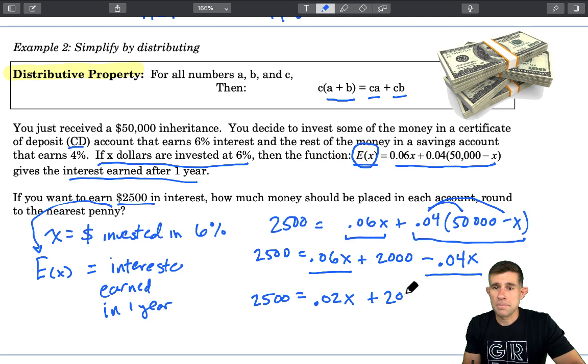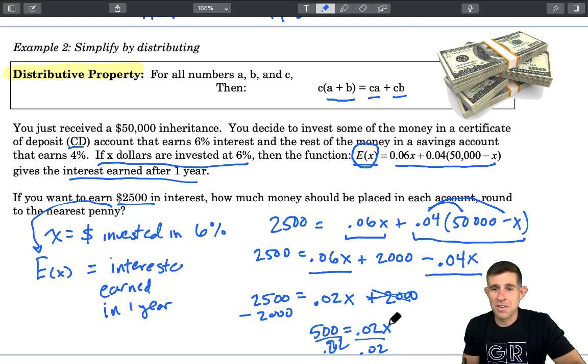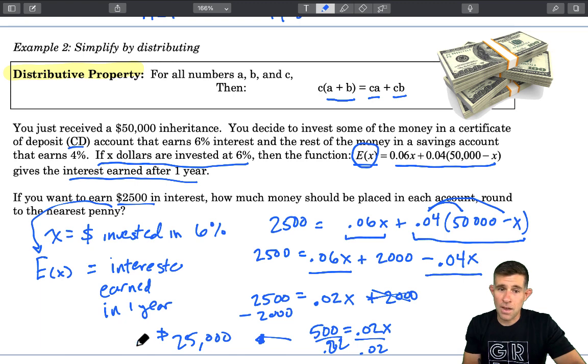All right. Our final couple steps here is we're going to subtract over our 2,000 to get 0.02x by itself, and that leaves me with the equation 500 is equal to 0.02x. Dividing both sides by 0.02 is going to give me the amount, we're going to write it right over here, of $25,000. All right, so there is your value for x.